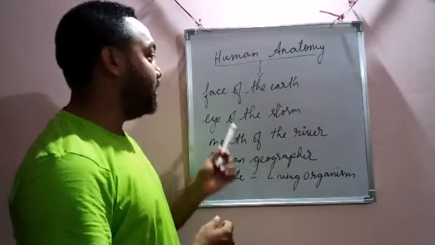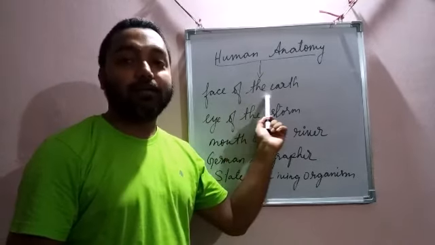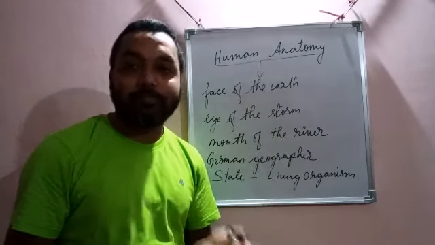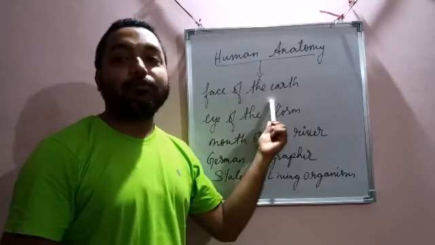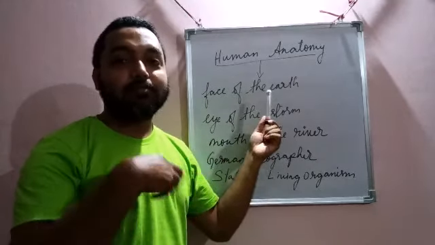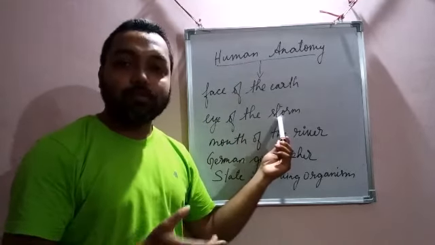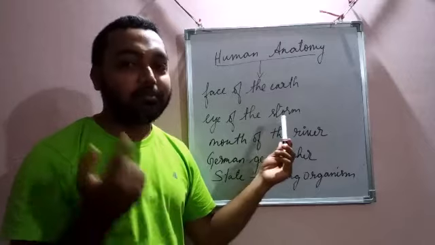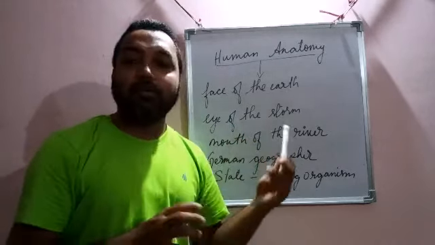For example, some examples are given, like we normally say the face of the earth. Earth doesn't actually have a face. Face is actually what human beings have. But we use this word face with the earth. So it makes it something like a human being. Similarly the eye of the storm. A storm doesn't have an eye. Human beings have eyes, but this is a use of expression.